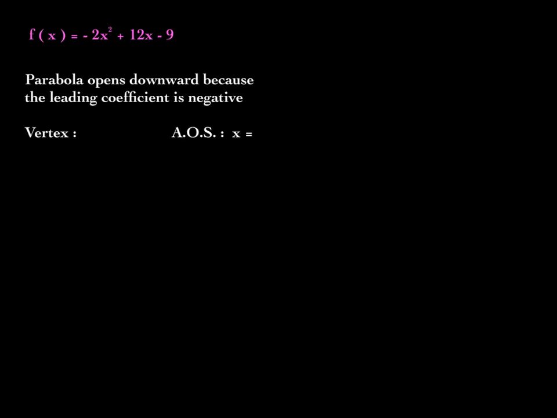All right, let's find the vertex. Once you find the vertex, you can find the AOS. How are you going to find the vertex? Well, you have a couple options. You can either complete the square or use the vertex formula. It's up to you which method you'd like to use. Now, for the sake of this video, I hope you don't mind, I am going to use the vertex formula to find the vertex. All right, so I'm going to do negative b over 2a.